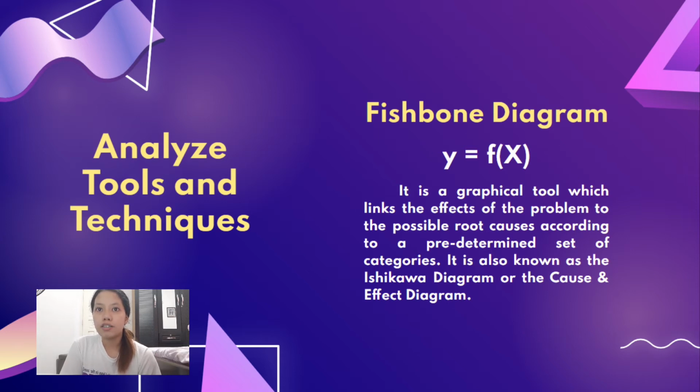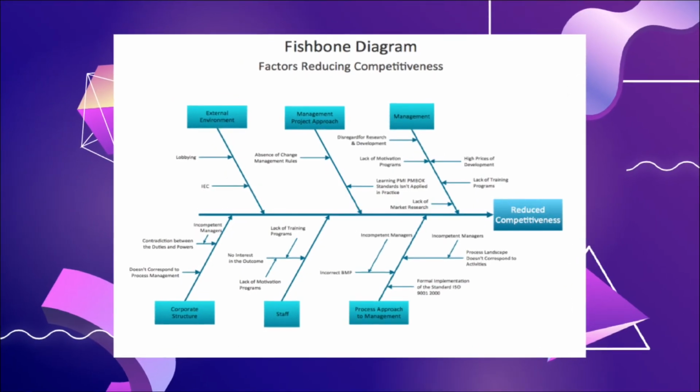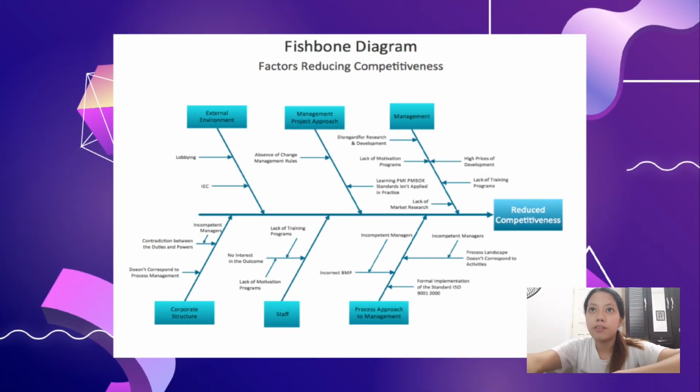It allows us to question different aspects of a system of production such as materials, information, equipment, and the procedures, how we measure things, and what type of environment we have created in the place of work. All of those will have an impact on the end result. So here is an example of a fishbone diagram about factors reducing competitiveness. The effect on this diagram is reduced competitiveness, and the causes are external environment, management project approach, management, corporate structure, staff, and process approach to management.